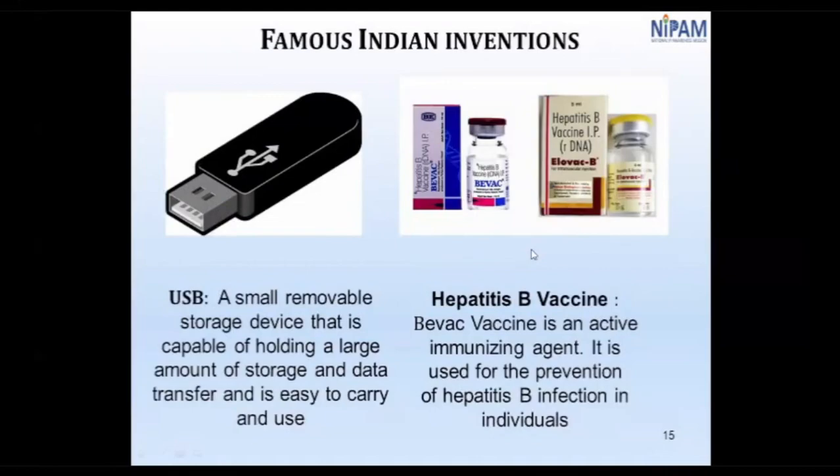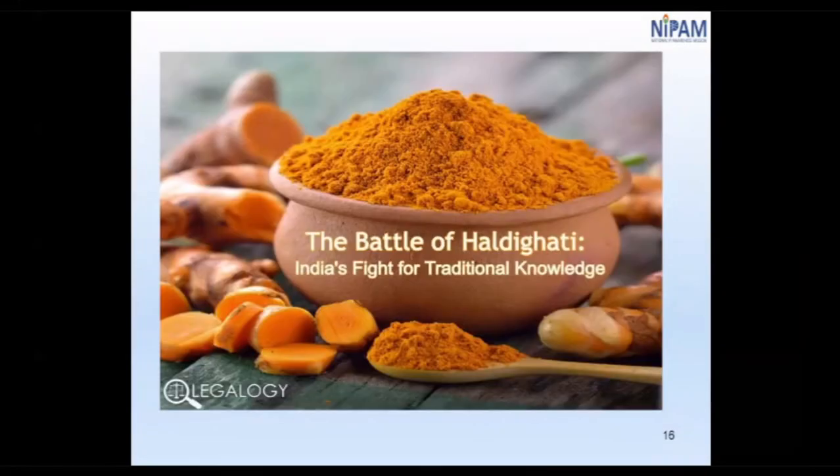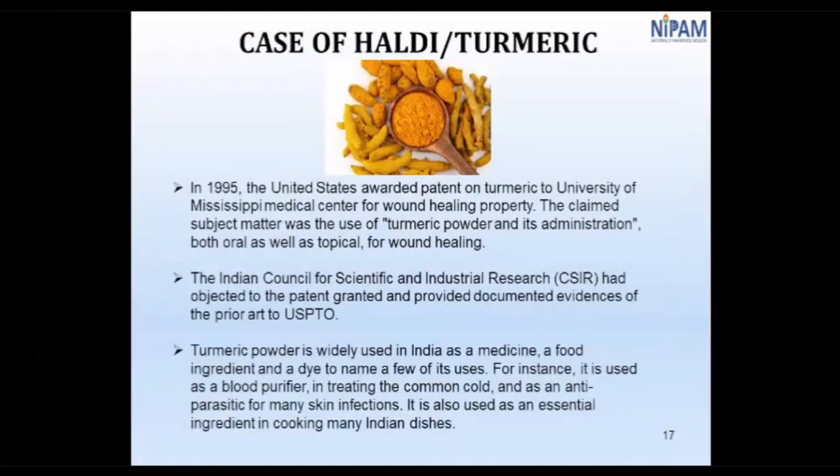These are some famous Indian inventions like USB, hepatitis B vaccine. The battle of Haldi Ghati, the Indian fight for traditional knowledge, is a very important case study. We all know about Haldi and its advantages, the different products where we use it. But there is an important battle that was fought between India and the US patent office for the right of Haldi. So see the case of Haldi and turmeric.